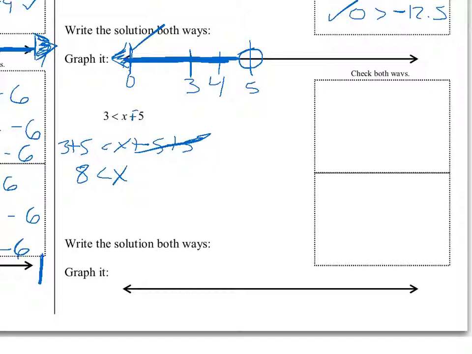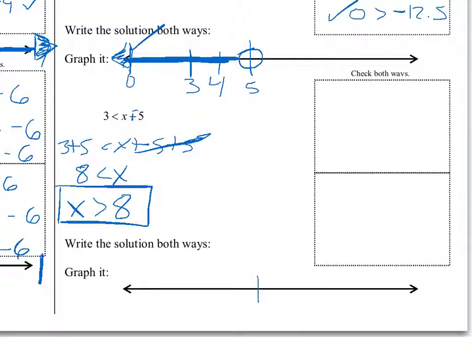He doesn't really like to see it that way. Alvin really likes to see his variable on the left-hand side. So he's just going to rewrite this so it's the other way. Okay, remember there's two ways to write every inequality. So this one says x is greater than 8.